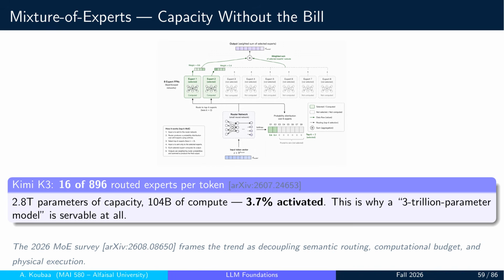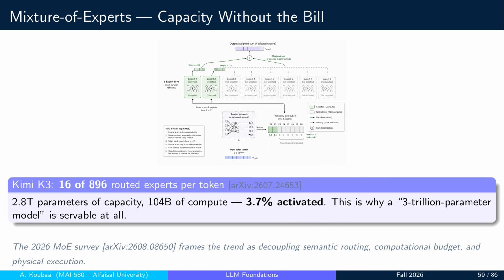Look at the Kimi K3 numbers. 16 routed experts are used out of 896 for each token. So the model holds 2.8 trillion parameters of capacity, but spends only 104 billion of compute per token. That's 3.7% activated. Now, understand what that buys, because it is not a marginal optimization. This is the reason a multi-trillion parameter model is servable at all. Without routing, every token would pay for every parameter, and nobody could afford to run it.